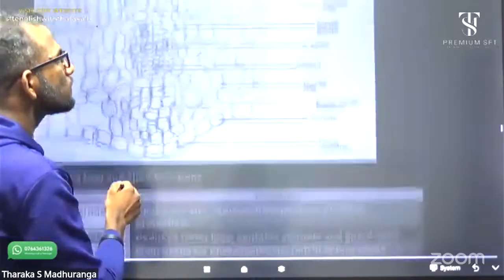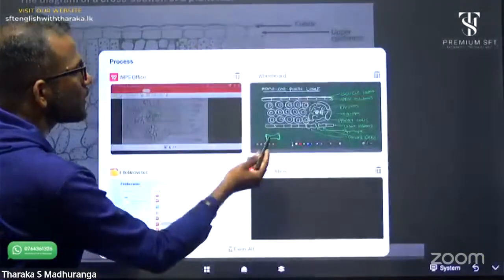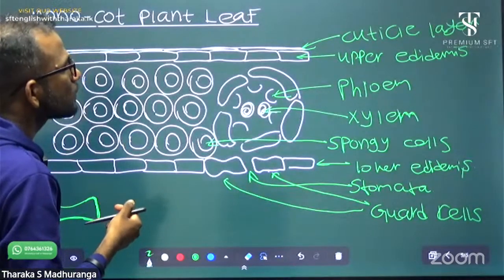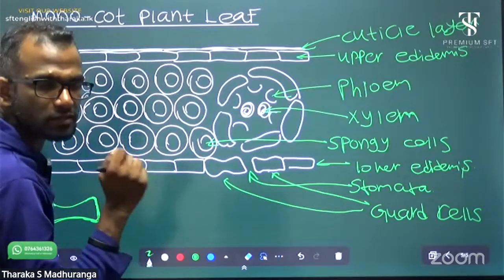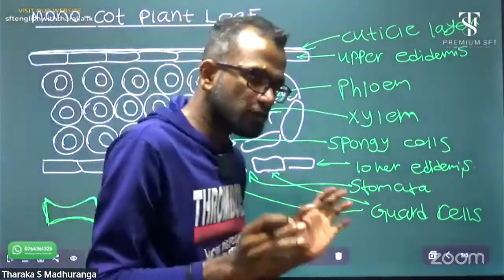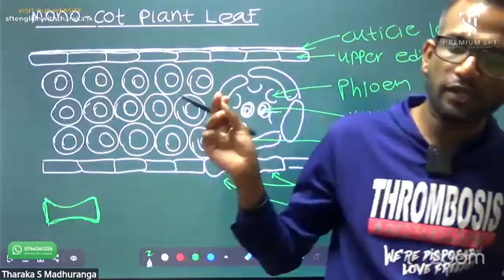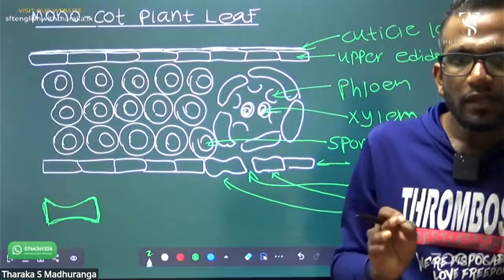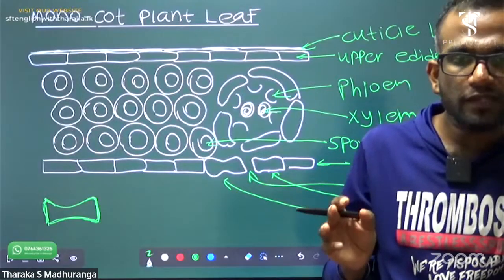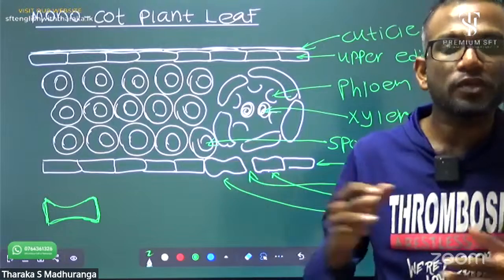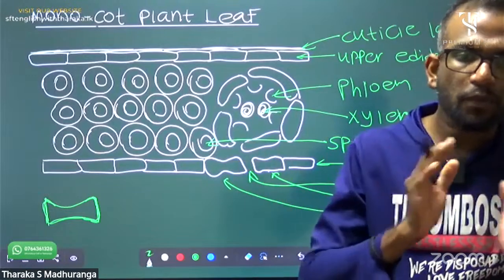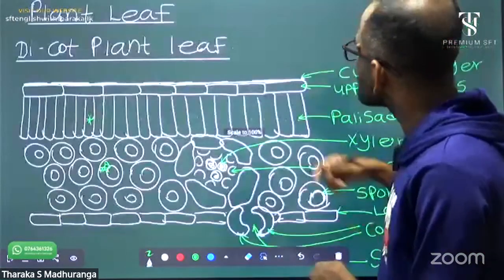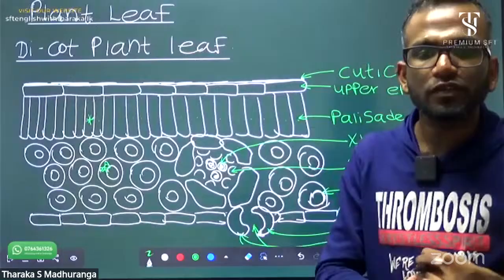Okay, now it is not given. What are the differences between monocotyledon and dicotyledons? Monocotyledons have no palisade cells. That's the main difference. Dicotyledon contains palisade cells. And in monocotyledon, the main photosynthetic cells are spongy cells. In dicotyledon, the main photosynthetic cells are palisade cells, rich in chlorophyll.